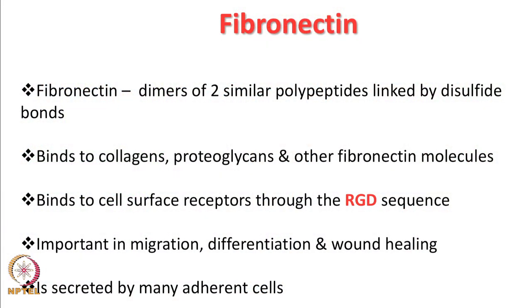We will discuss one more protein. I do not have much time today, I will just introduce this protein, fibronectin. Okay. So, fibronectin is a protein which has dimers of two similar polypeptides which are linked by disulfide bonds. Okay. And fibronectin has that RGD sequence which is critical for cell adhesion. And that has led to RGD adhesion peptides being used alone for sustaining cell spreading or cell adhesion. Okay. So, fibronectin is known to bind to collagens, proteoglycans and other things. It plays a very important role in migration, differentiation, wound healing, and it is secreted by many adherent cells.